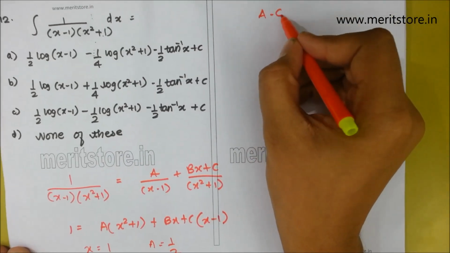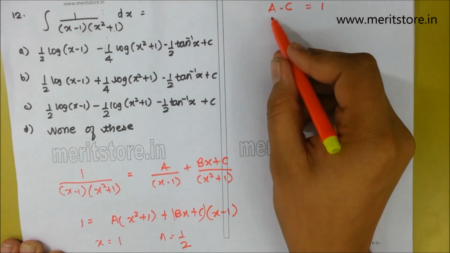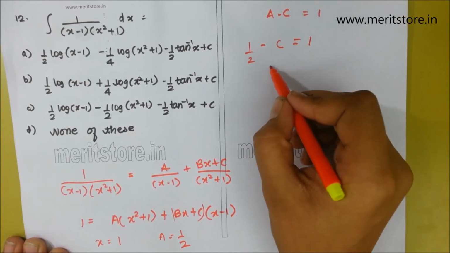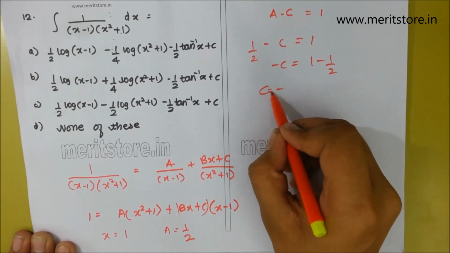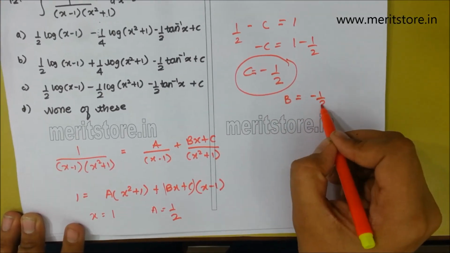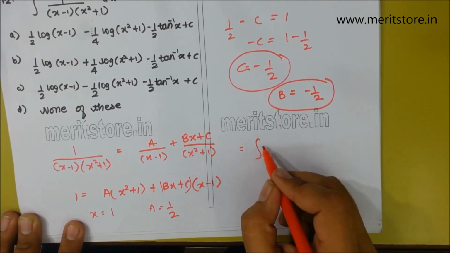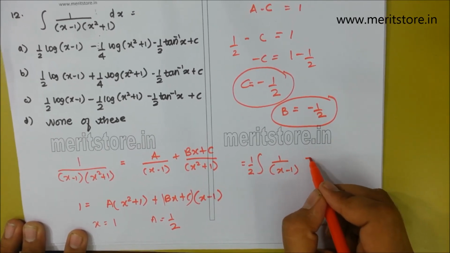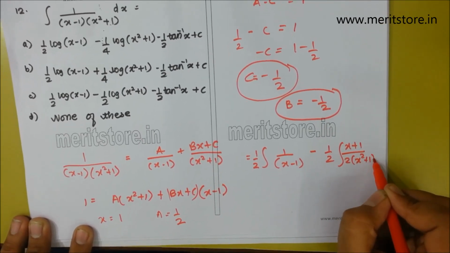We also know a minus c. After substituting these two and multiplying, we get a minus c, which is equated with 1. We know the value for a is nothing but 1 by 2. So 1 by 2 minus c is equal to 1. Minus c is equal to 1 minus 1 by 2, which will give us c is equal to minus 1 by 2. The value for c is minus 1 by 2, and even b we get minus 1 by 2. Putting these values in the equation, what we get is integration of 1 by 2 into 1 upon x minus 1, minus 1 by 2 integration of x plus 1 upon x square plus 1 dx.